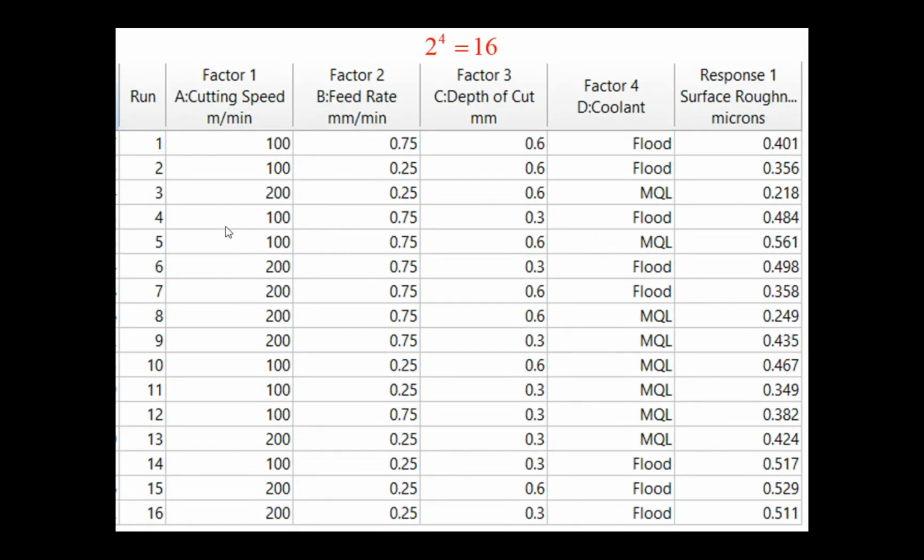So I have developed 16 experimental trials, full factorial experimental trials. And the first experimental trial I am going to set on the machine with a cutting speed of 100, feed rate of 0.75, depth of cut of 0.6 and coolant flood type. And I am going to perform the experiment, and measure the surface roughness of the machined surface in microns. Similarly, I am going to measure for all the 16 experiments and record them. And further we can do the analysis.